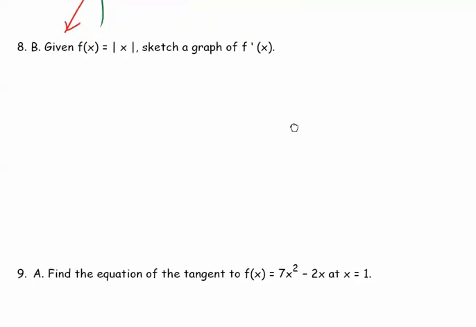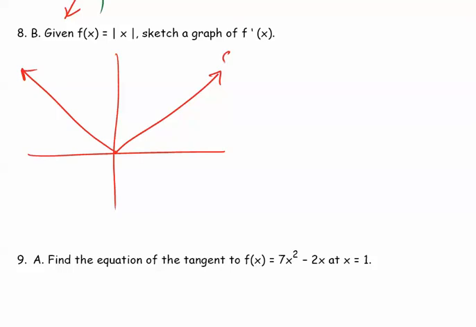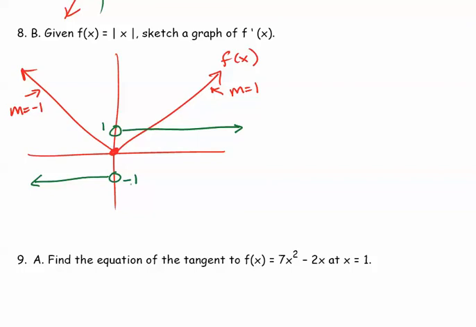All right, in 8b, we have the square root function as our original graph. Let's take a look at it. And this is one that you're not going to do with a formula. You already know the slope on this side is positive 1, and you know the slope on this side is negative 1. What happens here at the corner? Because the left and the right derivatives do not agree, we have to leave an open circle. So from this point to the right, our slopes are always positive 1. From this point to the left, our slopes are always negative 1.